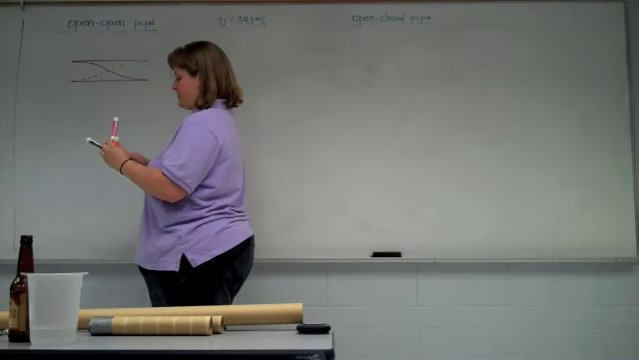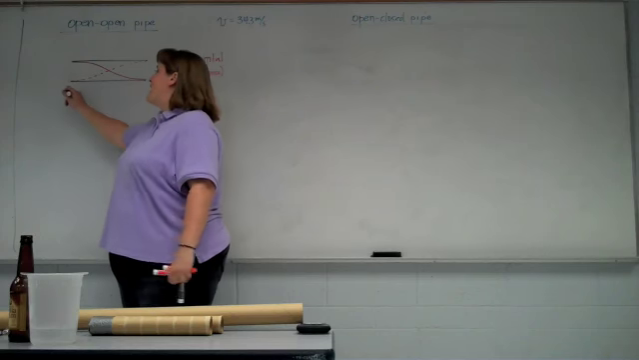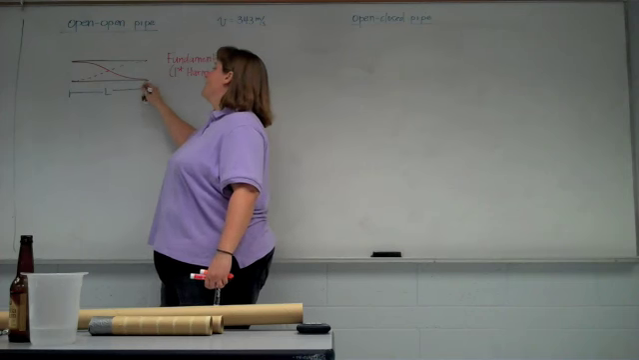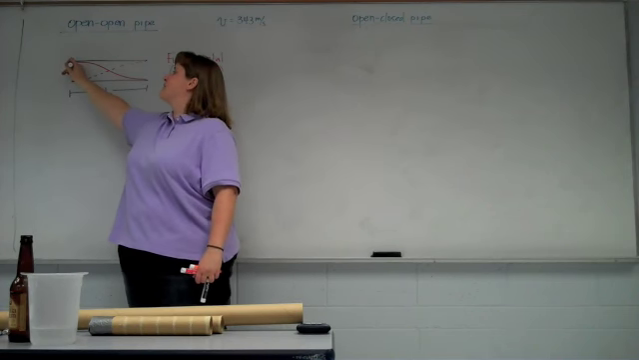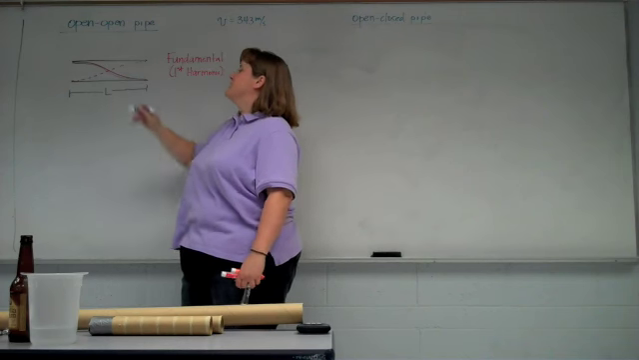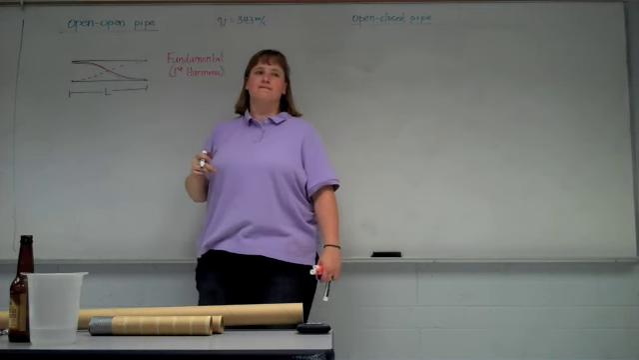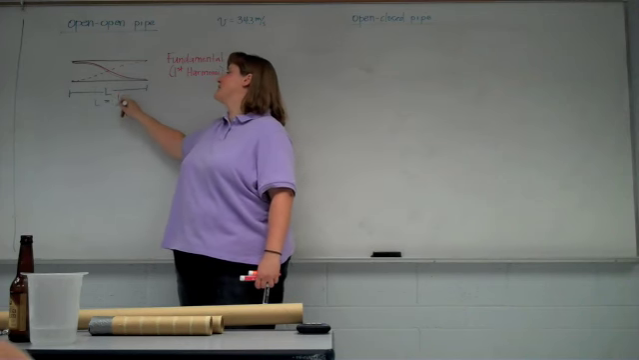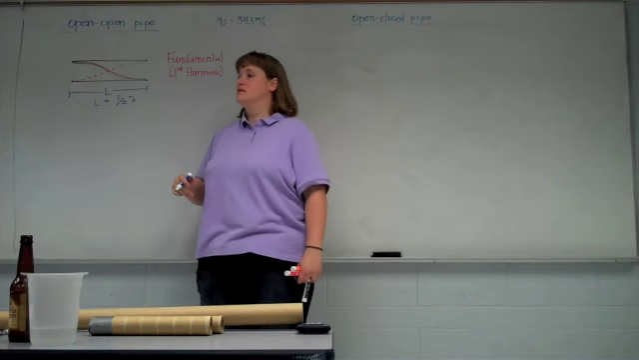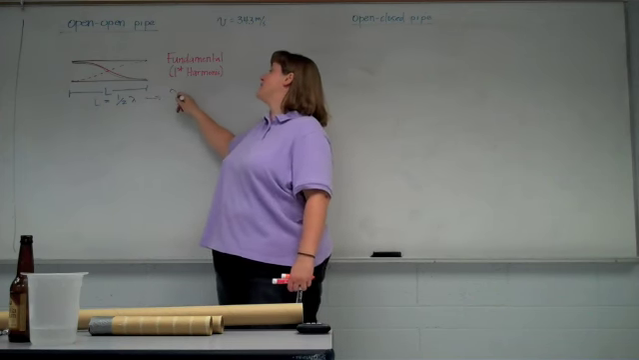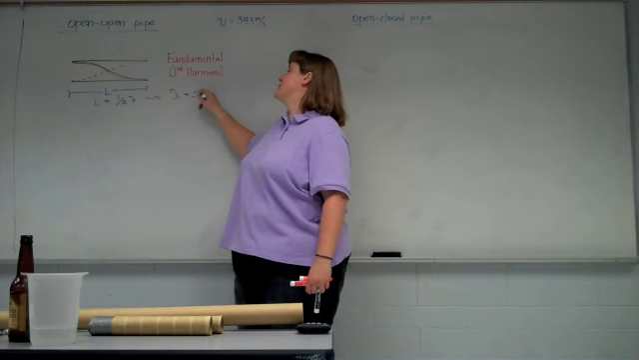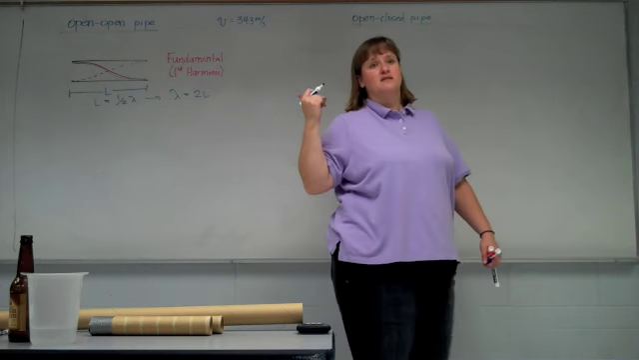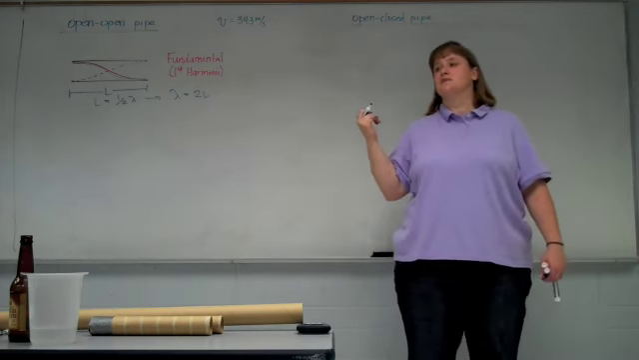Wavelength. The pipe has a certain length. If we trace this wave from the left to the right, how much of a wavelength is that? 1/2. So the length of this pipe is showing 1/2 of a wavelength. Which means if we solve for wavelength, we're going to get 2L. So similar to the string, the fundamental wavelength is still going to be 2L.